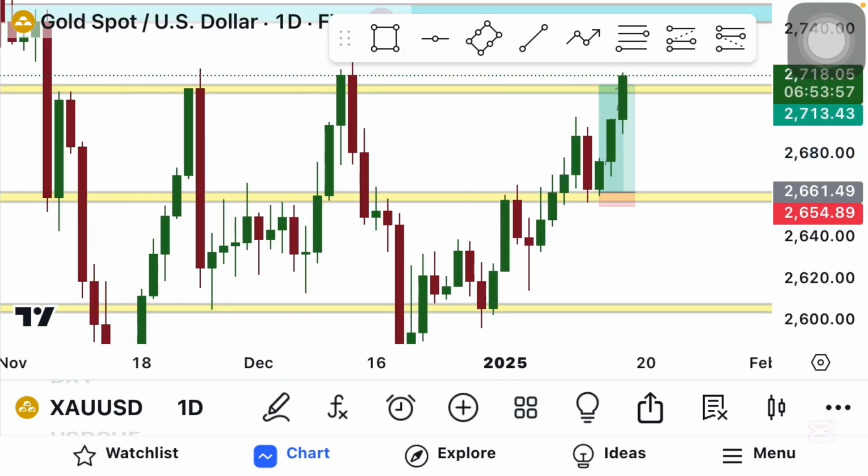So guys, this is how you can use top down analysis. Having an idea of the overall direction of the market can help you trade in that direction on the lower time frame and actually make profit. Don't forget, guys, the trend is your friend.